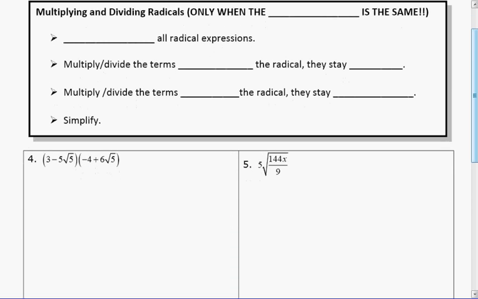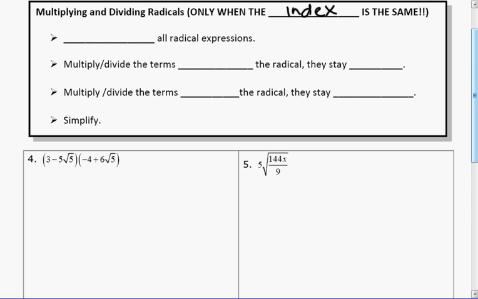So multiplying and dividing radicals. We can only do this when the index is the same. So actually it doesn't matter what's under the radical. It doesn't matter what the radicand is. It just matters that the index is the same.